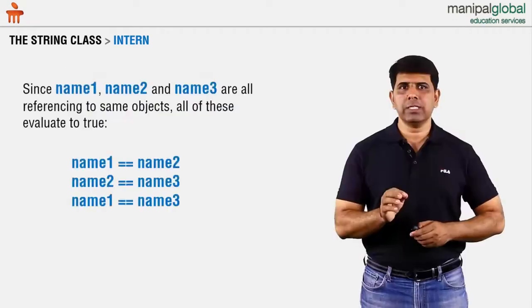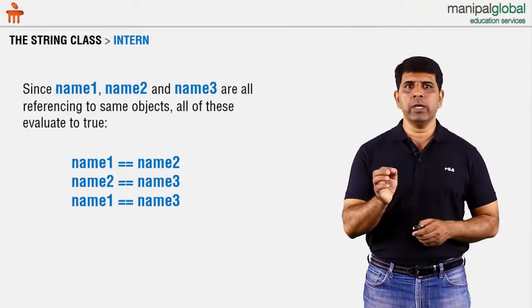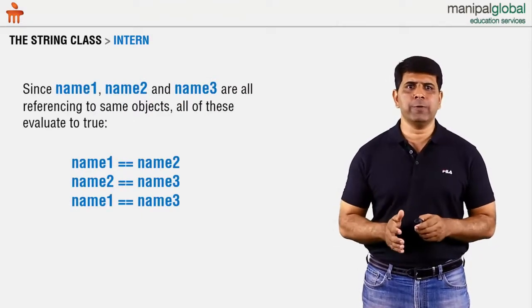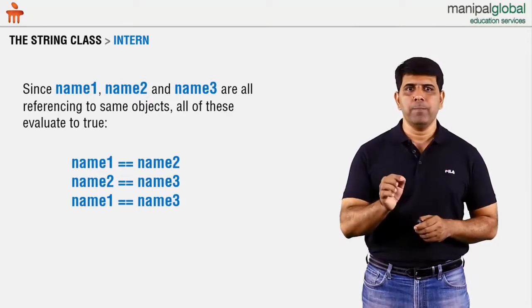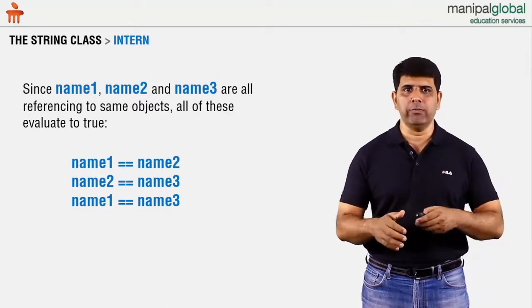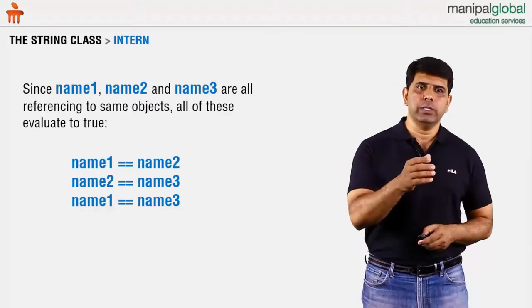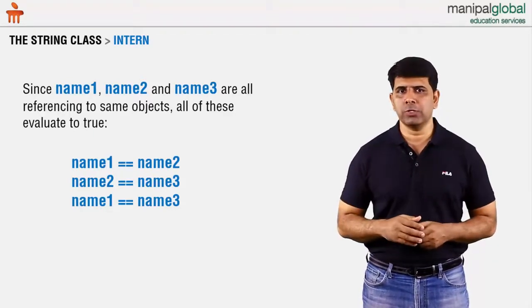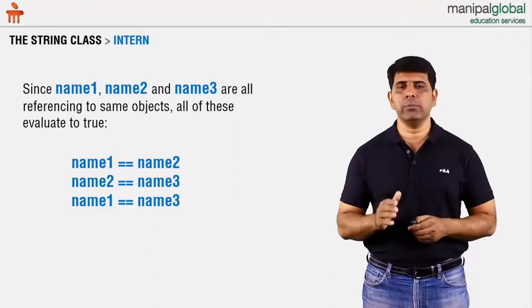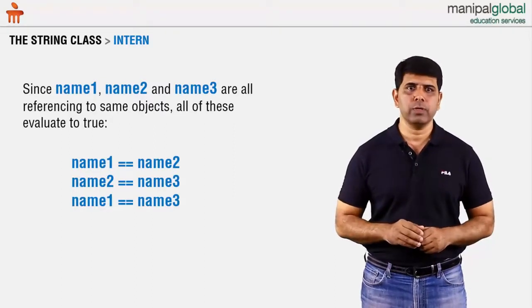Now, let's have a look at this comparison. Since name1, name2, name3 are all referencing the same object, name1 double equals name2, where we are comparing two references, evaluates to true. name2 == name3 also evaluates to true. name1 == name3 also evaluates to true.